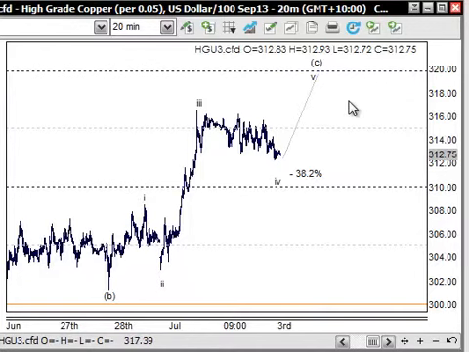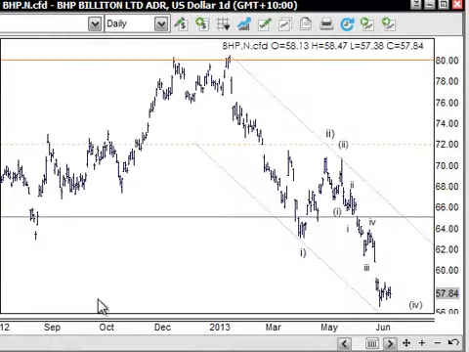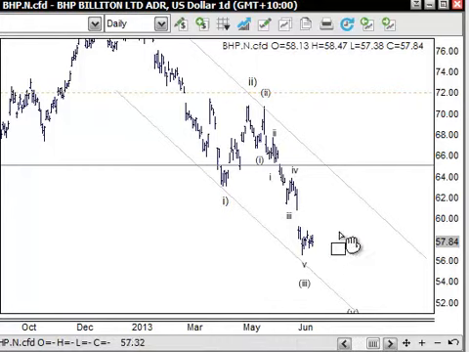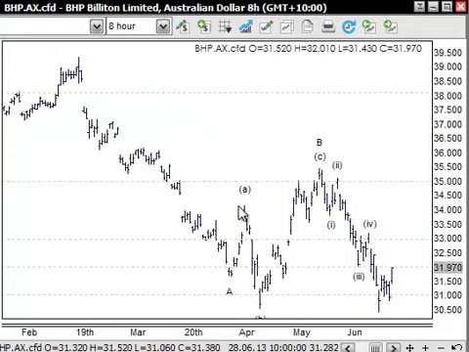So we can still continue to see support for the base metals, the materials sector, the BHPs of the world. But it is corrective. This is US BHP here. We are looking for a wave 4 correction here, which we're getting. It's a complicated sort of correction there. The Australian BHP has moved up.